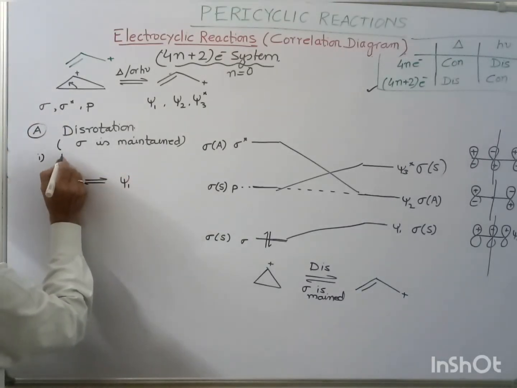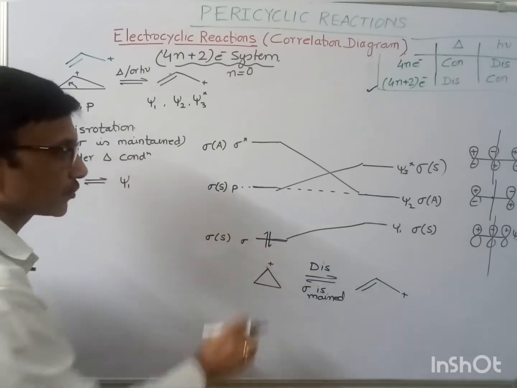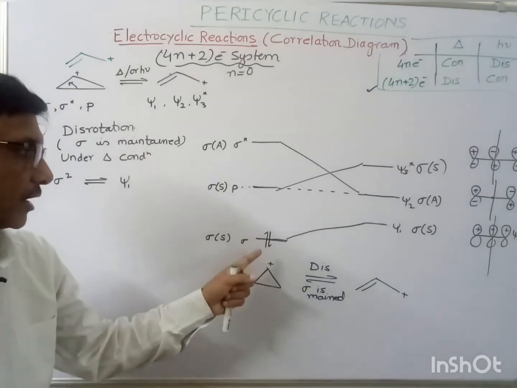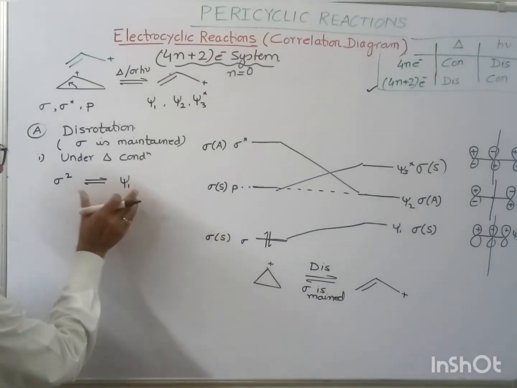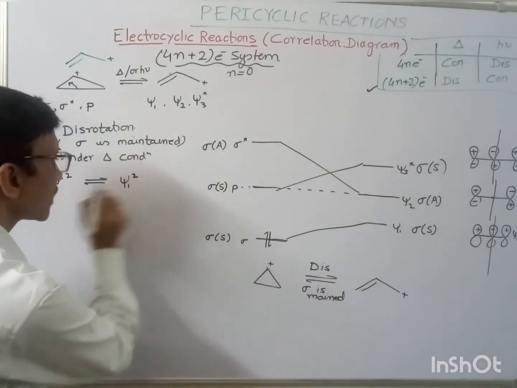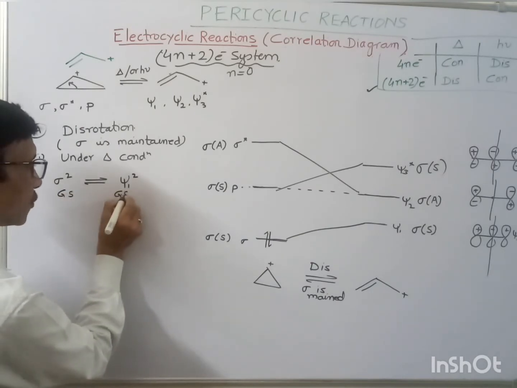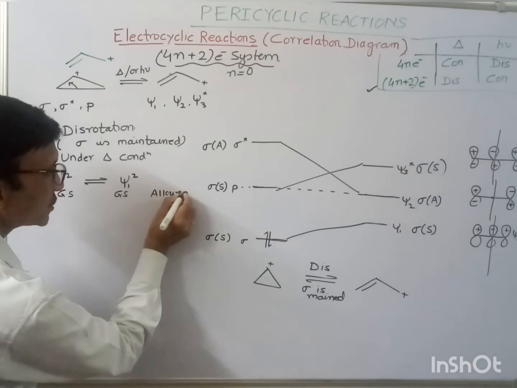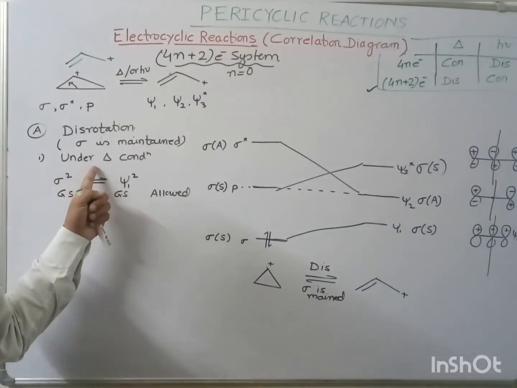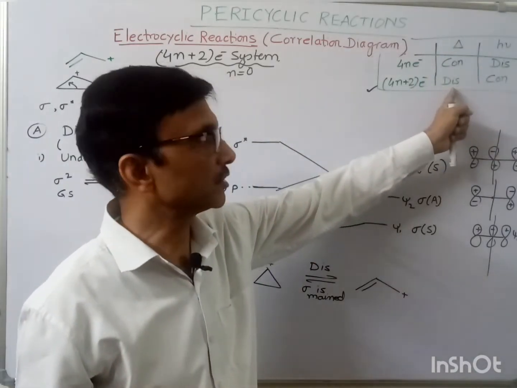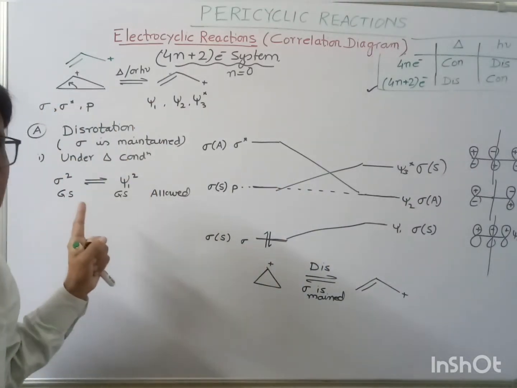So let's see first under thermal condition. In thermal condition, these 2 electrons will remain in the ground state. Under photochemical condition, one of the electrons will go into the excited state. So here, 2 electrons are going into psi1. This is ground state, this is also ground state, so this is energetically allowed. You can also see this in the selection rule. So under thermal condition, disrotation of molecular orbital takes place, but it will not be the case for the photochemical condition.